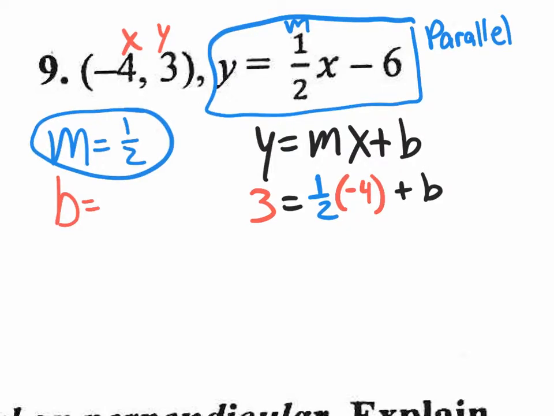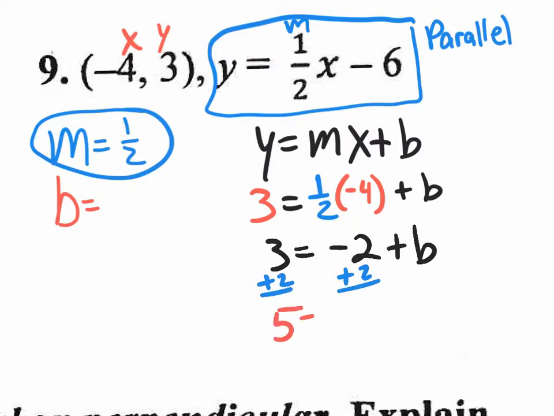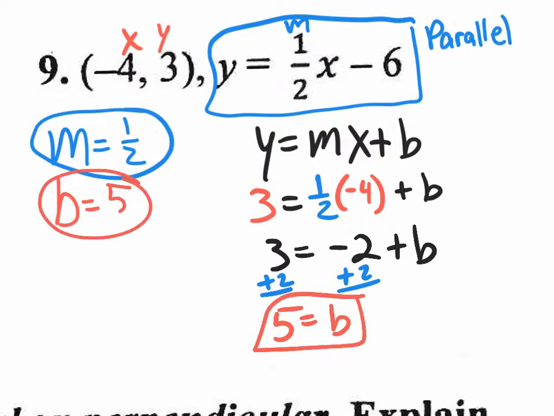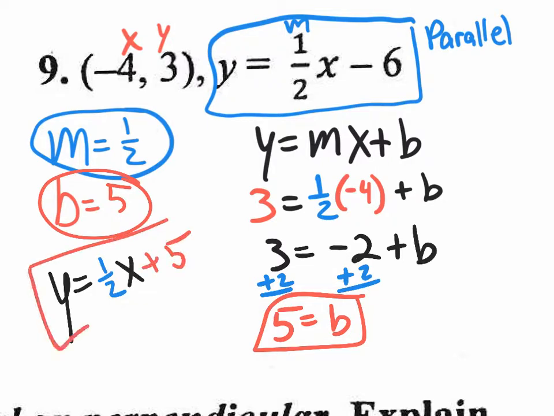b. So if I do this math, whether I use a calculator or not, half of negative 4, what's half of negative 4? Negative 2. So my new equation is really 3 equals negative 2 plus b. And when I add 2 to both sides, I end up with my final b value of 5. B equals 5. So my b value is 5. My m value is 1/2. Now I can write my equation in y equals mx plus b form. Y equals 1/2 x plus 5. That's y equals mx plus b. See, it's not bad, huh?